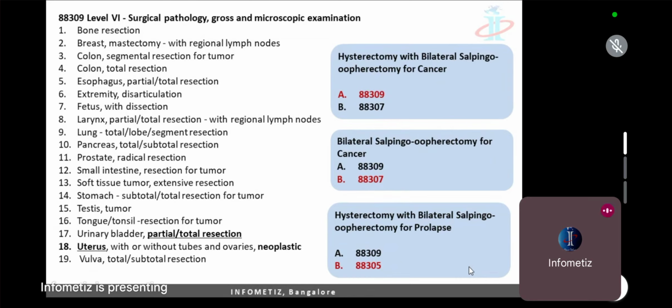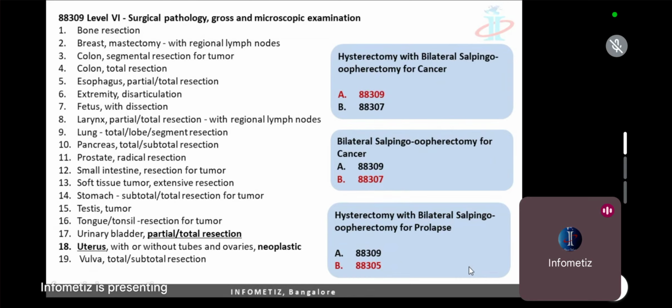What is the difference? One is other than neoplasm, the second one is with neoplasm. 309 is for neoplastic, 307 is other than neoplasm. Good. That is why my answer here will be 309.